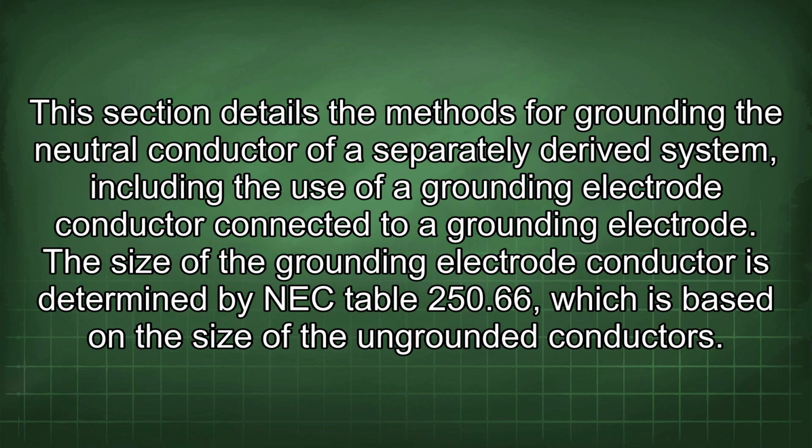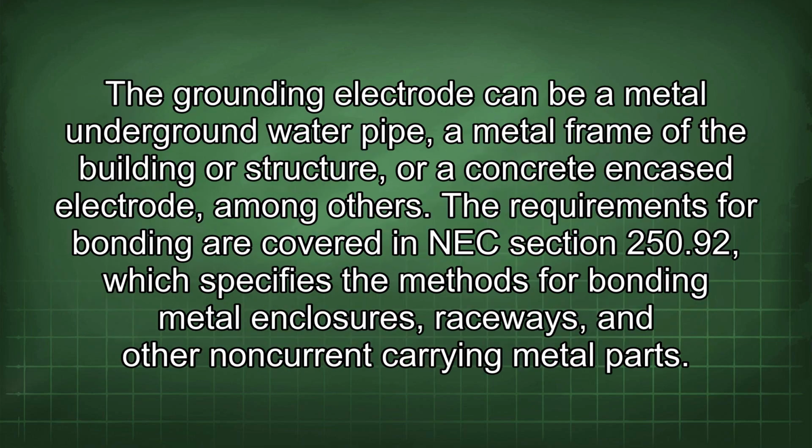This section details the methods for grounding the neutral conductor of a separately derived system, including the use of a grounding electrode conductor connected to a grounding electrode. The size of the grounding electrode conductor is determined by NEC Table 250.66, which is based on the size of the ungrounded conductors. The grounding electrode can be a metal underground water pipe, a metal frame of the building or structure, or a concrete encased electrode, among others.